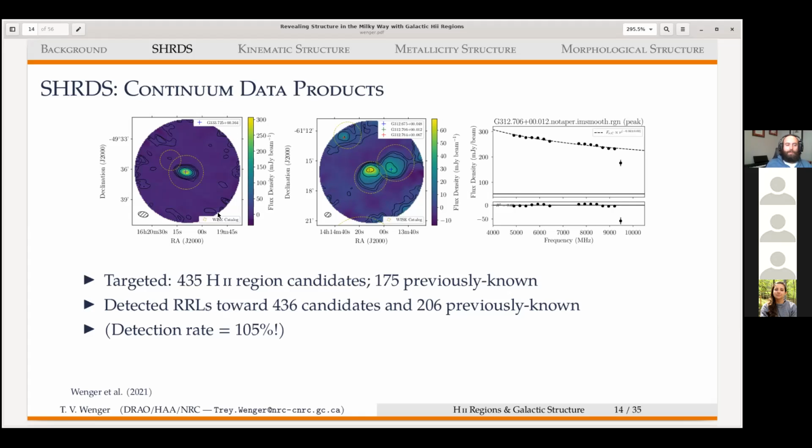In the full catalog, we publish all kinds of intermediate data products. For example, we publish the continuum flux densities in 256 megahertz spectral windows. And so that allows us to derive things like continuum spectral energy distributions and fit spectral indices. We also reduce the data in full Stokes. And so there's full Stokes maps of some of these fields.